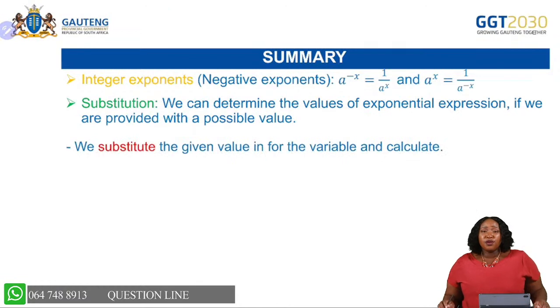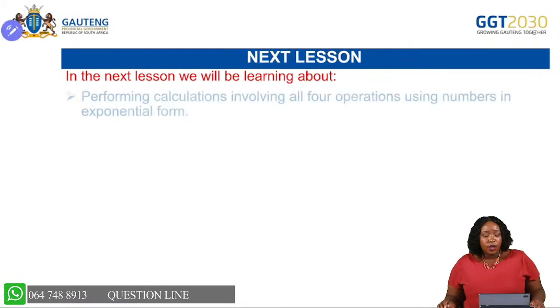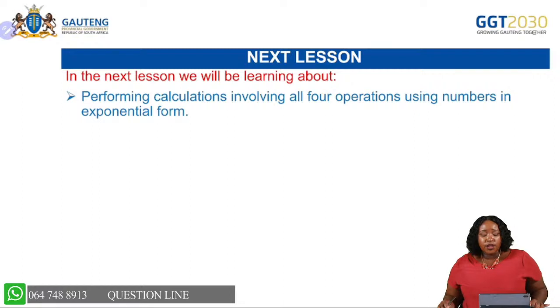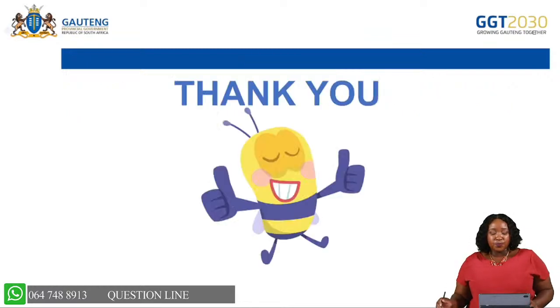So the steps to follow: you first substitute the given value in for the variable and then you calculate. Right. So in the next lesson, we are going to be looking at performing calculations that involve all 4 operations using numbers in exponential form. So now we are just going to be problem solving exponential laws, okay?